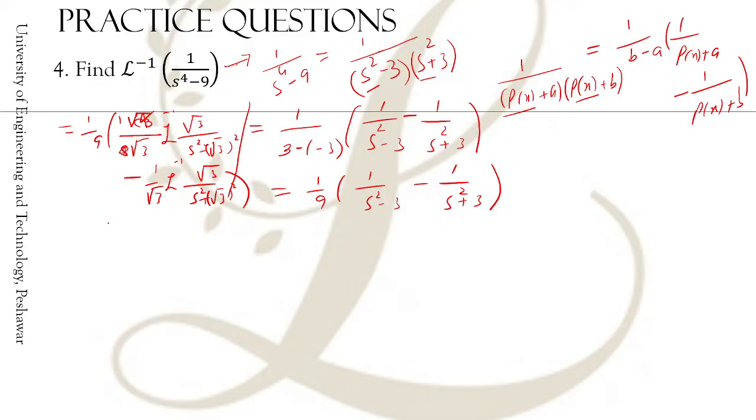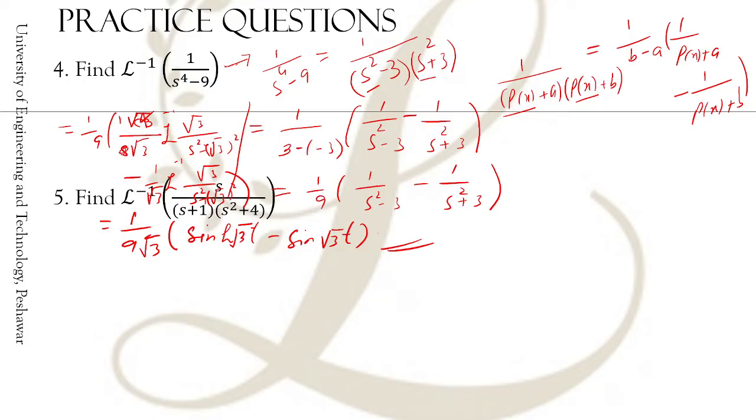So the first one is what? It is 1/9 under√3, that is hyperbolic sine of under√3 t minus sine under√3 t. This is the Laplace inverse of 1/s power 4 minus 9. The same thing can be done in this question 5. Just pause the video and apply partial fraction to find Laplace inverse of this function.